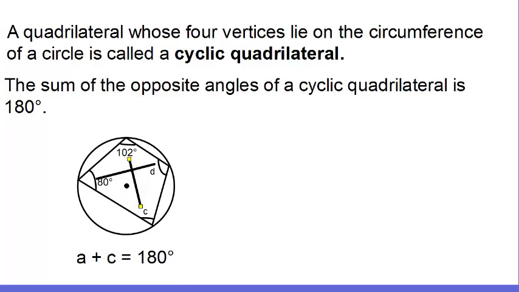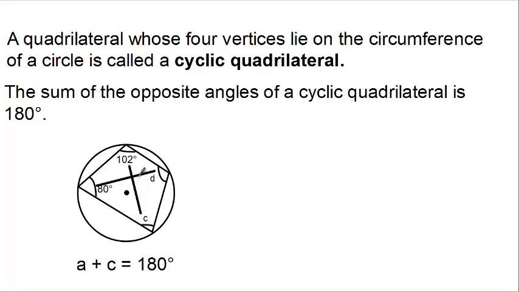So when we deal with cyclic quadrilaterals, we understand that the opposite angles add up to 180 degrees. And we can always check to see if a quadrilateral is cyclic if it's touching 4 points on the circumference.